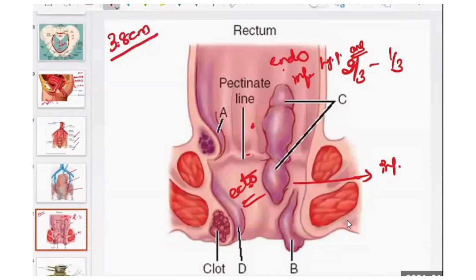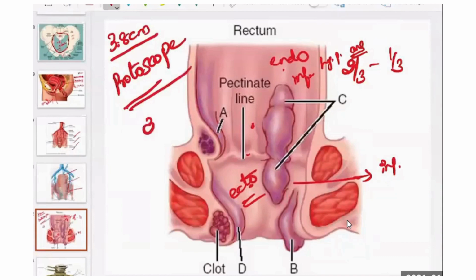Whenever you want to visualize the anal canal, we do proctoscope examination. What are the three positions of hemorrhoids? 3 o'clock, 7 o'clock, 11 o'clock. There are three positions for hemorrhoids when you do a proctoscopic examination. You have to look for the superior rectal vein position, whenever you put the patient in the lithotomy position. Now next is the anorectal ring.